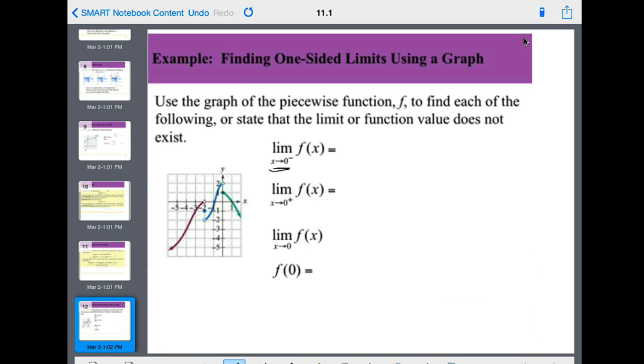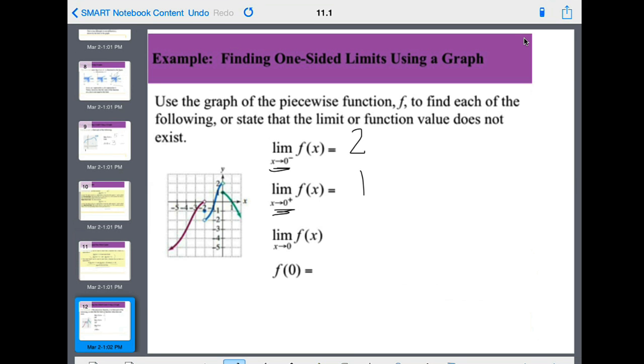And now when you do a limit, you're saying what is the y value from the left side of 0? So here's 0. As x approaches 0 on the left side, the y value is getting closer and closer to positive 2. Now if I'm looking at the positive side, as x approaches 0 from the positive side, my y value is getting closer and closer to 1.